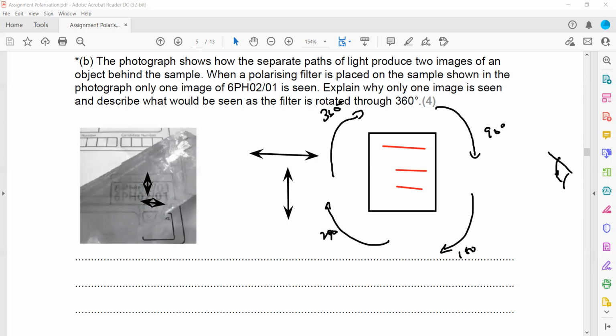So when we rotate this polarizing filter, the image becomes fainter. Why does the image become fainter? As we rotate the polarizing filter, only one component will be able to pass through. Or when the polarizing filter is rotated, the other image becomes visible, like we'll see only one of the images.